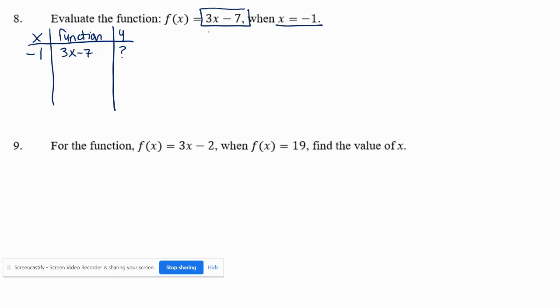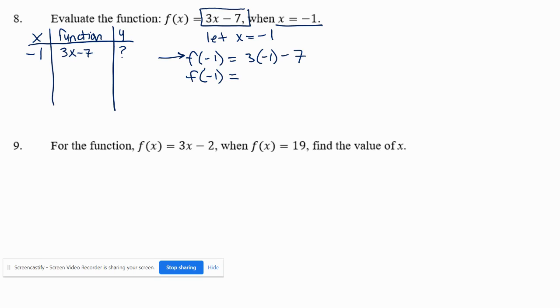Okay, so we're going to let x equal -1, and wherever we see x, we're going to plug that value in. So we have f of -1 equals 3 parentheses -1 minus 7. On the left, this notation is just telling me that we have a function and which x value we're plugging in. We're plugging in -1, so we're not really doing anything to the left. On the right, you're just using order of operations to simplify that expression.